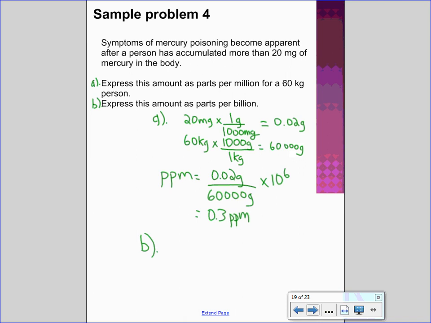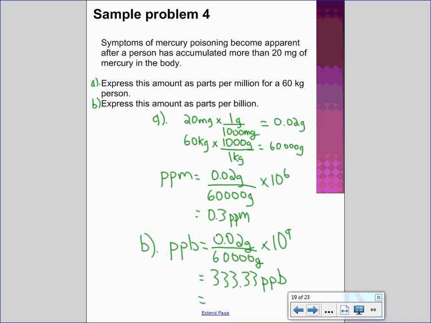In part B, we're asked to express this amount as parts per billion. So for those parts per billion, it's going to be the same calculation that we just did. So that 0.02 grams divided by the 60,000 grams for the mass of that person. But this time, instead of multiplying it by 1 million, we will multiply it by 1 billion. And when we do that, we get 333.33 parts per billion. And if we were to put this into the appropriate amount of significant digits, we would have to round down, and we would get 300 parts per billion. No decimal at the end.